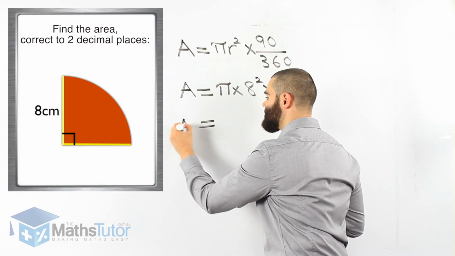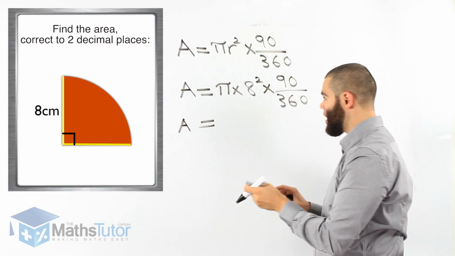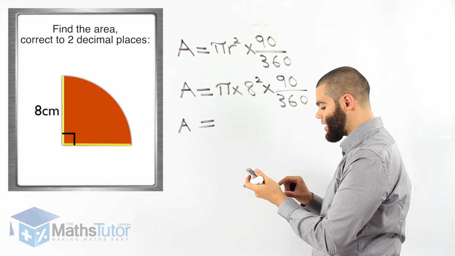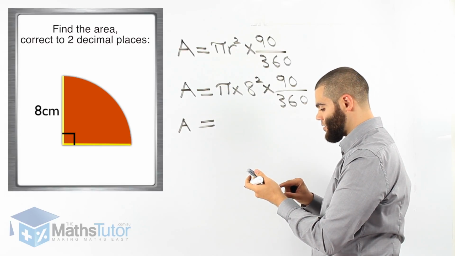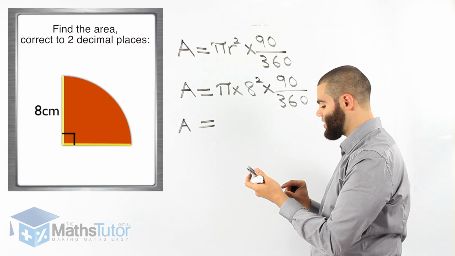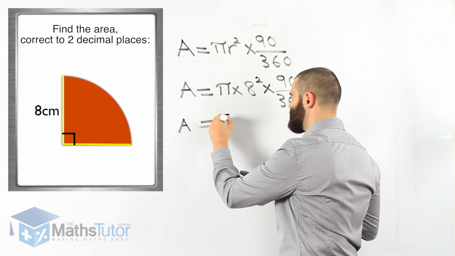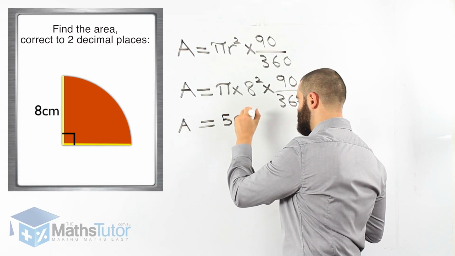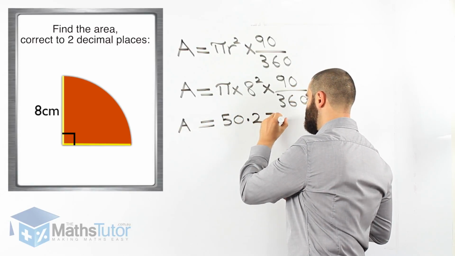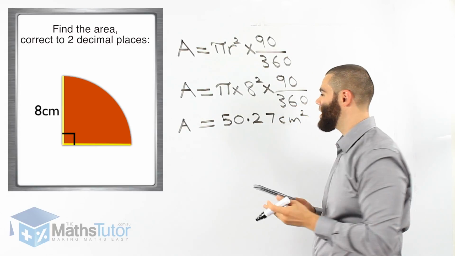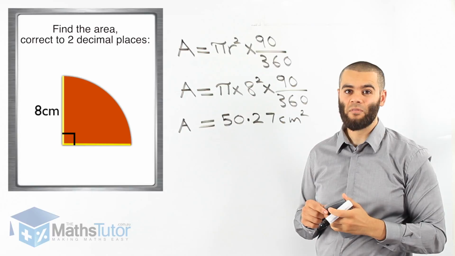Grab your calculator and let's do it. Pi times 8 squared times 90 over 360. Our answer, 50.27 square centimeters to 2 decimal places, 50.27.